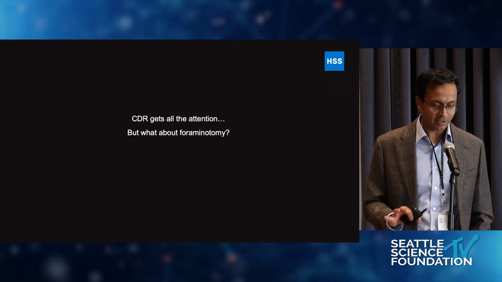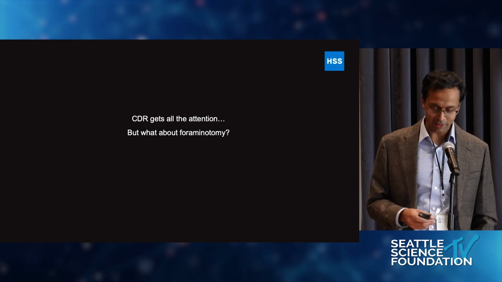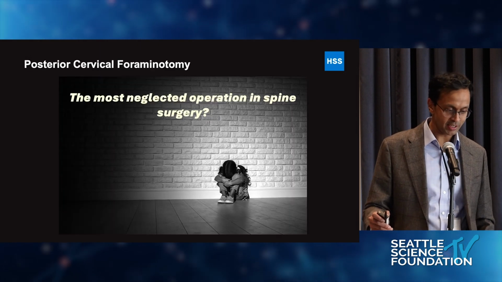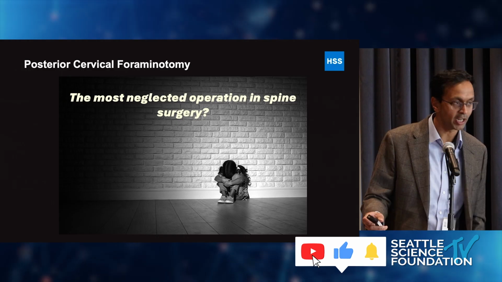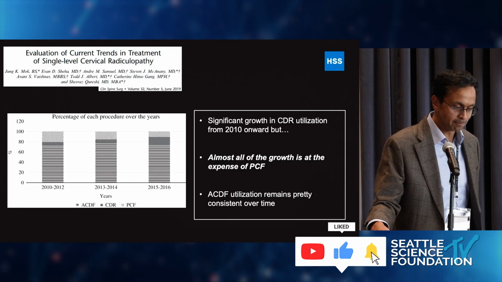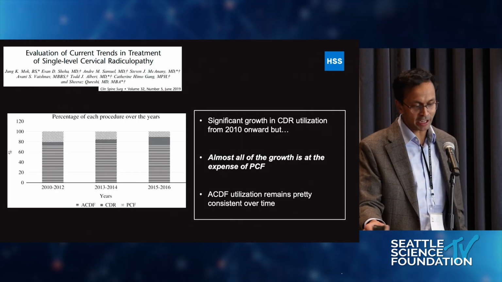But the rest of this talk, CDR gets all the attention, but what about foraminotomy? And foraminotomy is like one of the most neglected operations in spine surgery. It's kind of sitting there quietly, crying in the corner. And it's borne out in the literature.